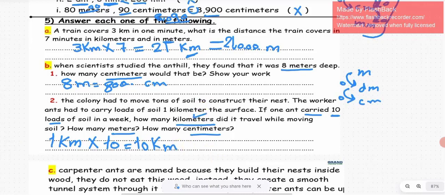I want my answer now in meters. Change kilometer to meter, we put 3 zeros, so it will be 10,000. And I want my answer in centimeters. From meter to centimeter, I'm going to put 2 zeros. So when we put 2 zeros, it will be 1 million. Let's check, 2 zeros here between meter and centimeter. Now it's 1 million centimeters.